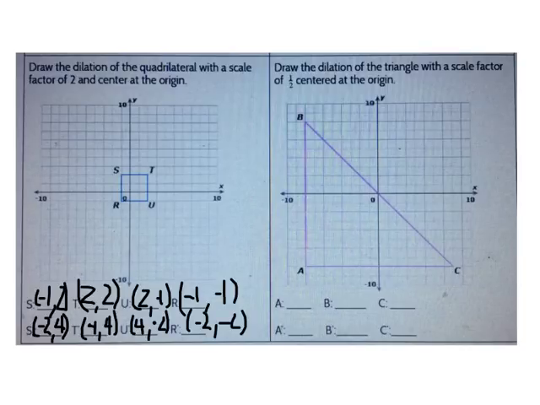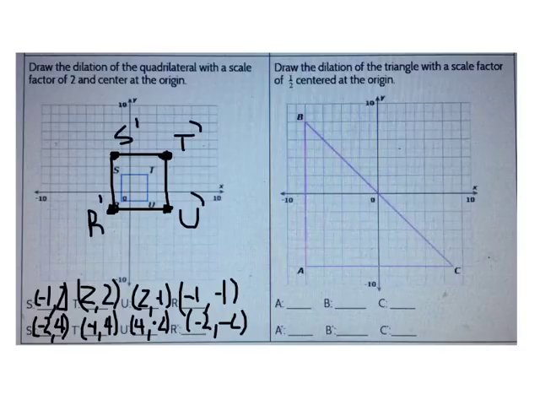S prime will be located at -2, 4. T prime will be located at 4, 4. U prime will be located at 4, -2. And R prime will be located at -2, -2. Go ahead and draw those points in to show the dilation on your paper. Check to see that your dilation looks like mine.